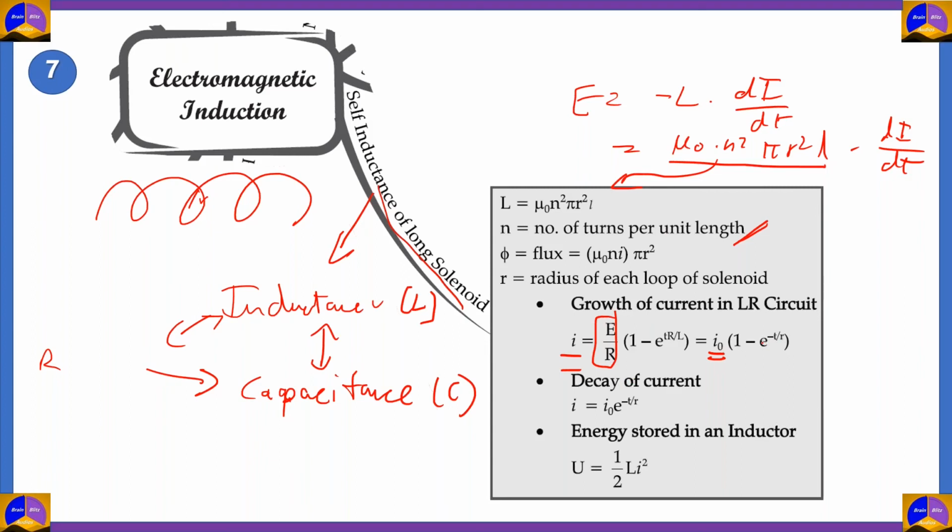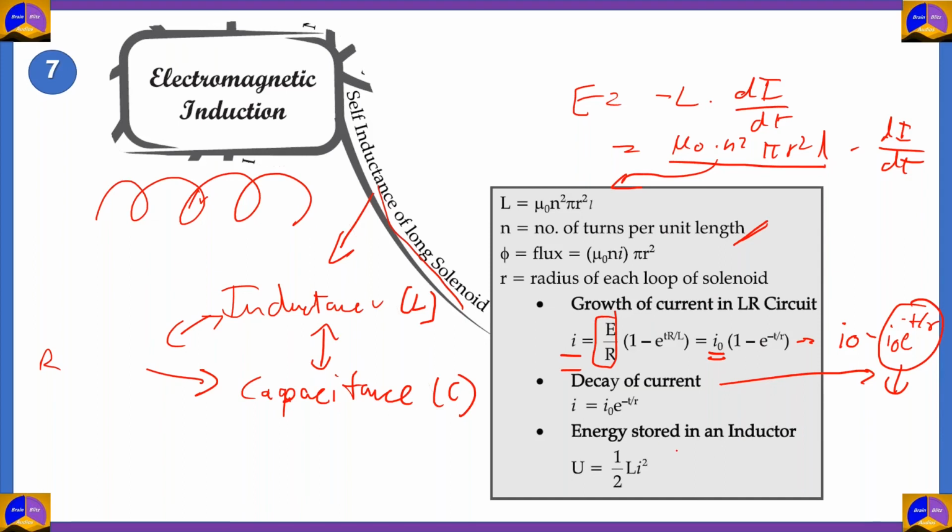So inductance basically reduces the amount of current. So basically it's growth of current, but in the opposite direction. So therefore, this will be I naught minus I naught e raised to minus t by tau. And this quantity is known as the decay of current. So it is the value by which the current is getting reduced.